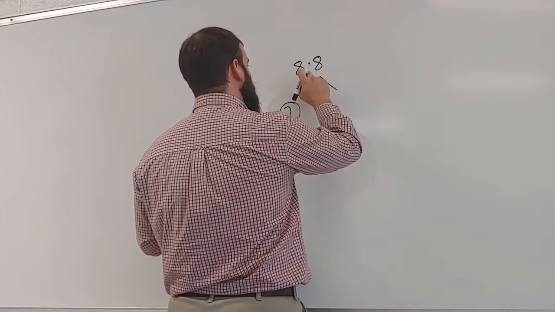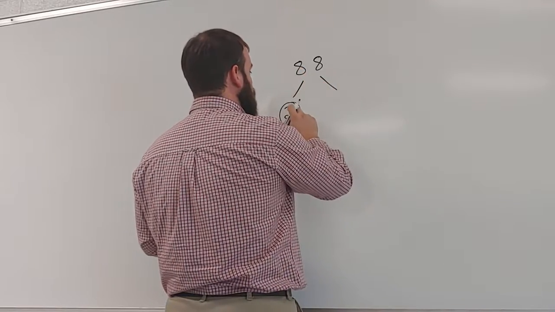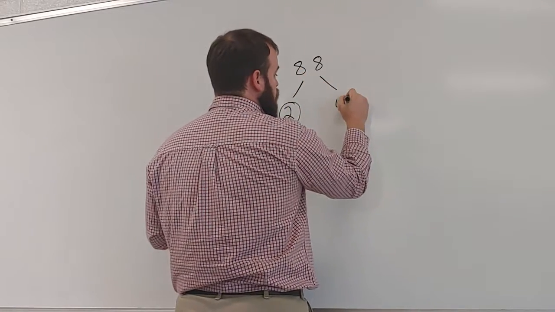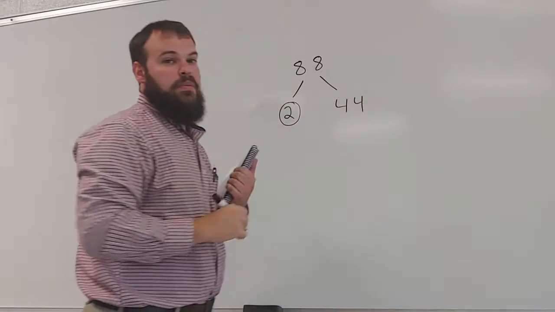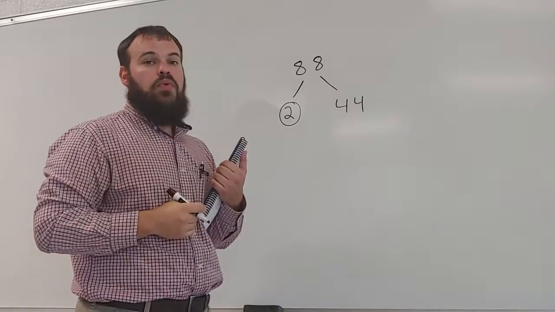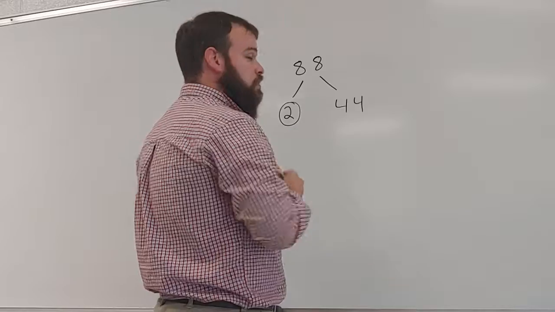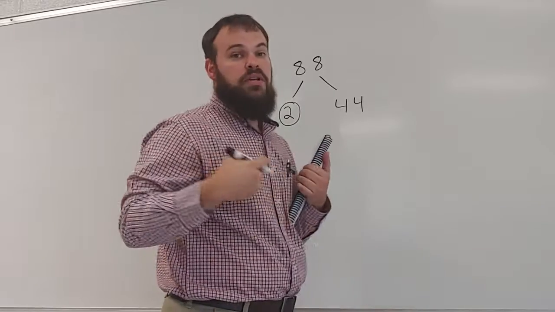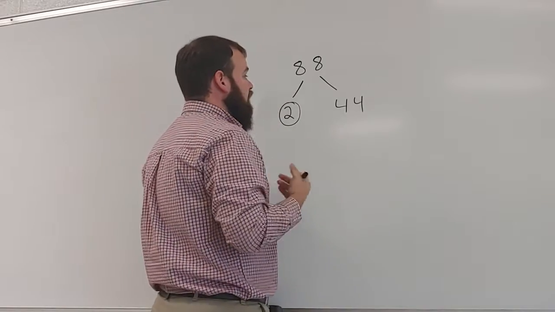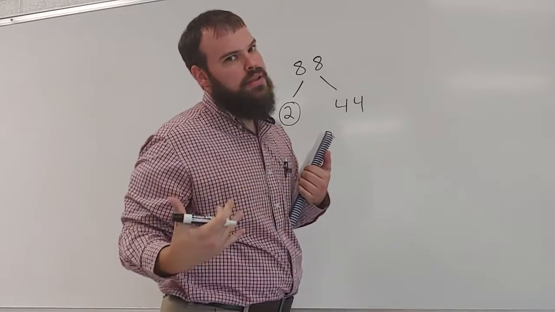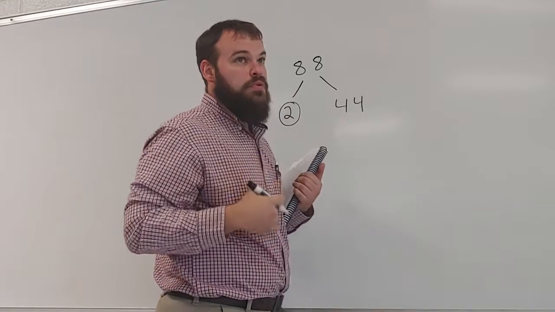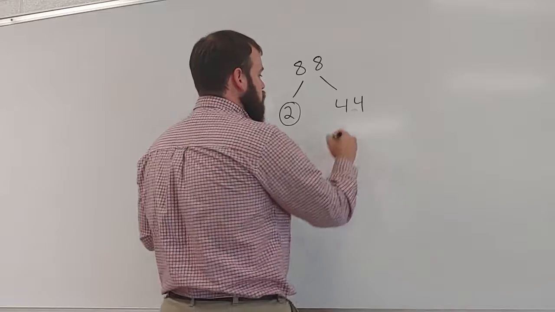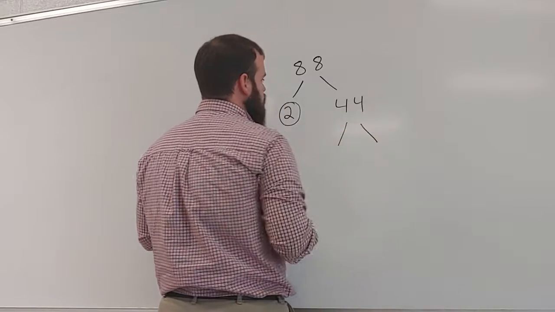So 88, 2 goes into 88 44 times. 44 is not a prime number. We can reduce that down some more, find some more factors. So let's go ahead and do that. Again, even number, let's get the easy ones out of the way because we're trying to find our prime numbers anyways. So I'm going to break that down.